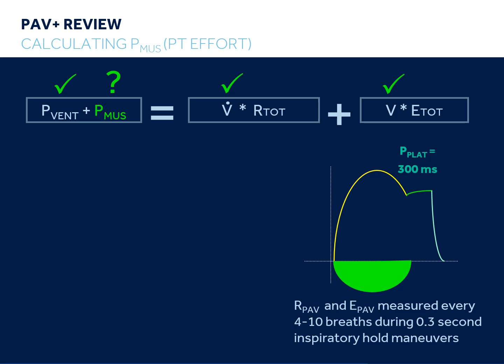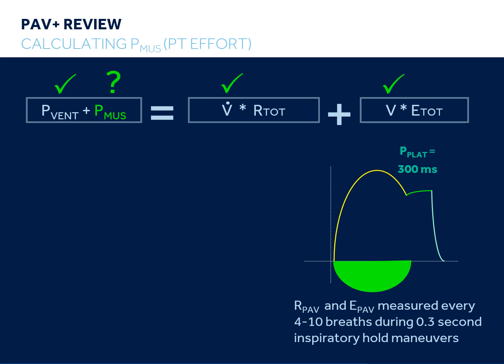This inspiratory hold maneuver is performed on each breath during the PAV startup, which takes at least 4 breaths. After the PAV startup phase, the inspiratory hold is repeated at random intervals to ensure we always know resistance and elastance, even if the patient's respiratory mechanics are changing over time.